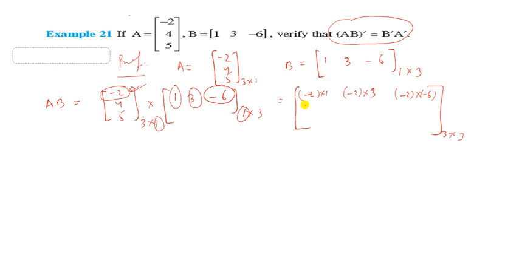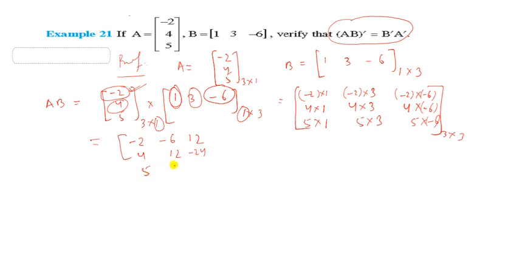Similarly, come to the second row. This is 4 cross 1 because second row is 4 and first column is 1. And second row is 4 and second column is 3. Second row is 4 and third column is minus 6. Similarly, third row 5 into first column is 1, 5 into 3, second column 5 into minus 6. So let me see, this one will give you the result minus 2, minus 6 and 12. This is 4, 12 and minus 24, again 5, 15 and minus 30.